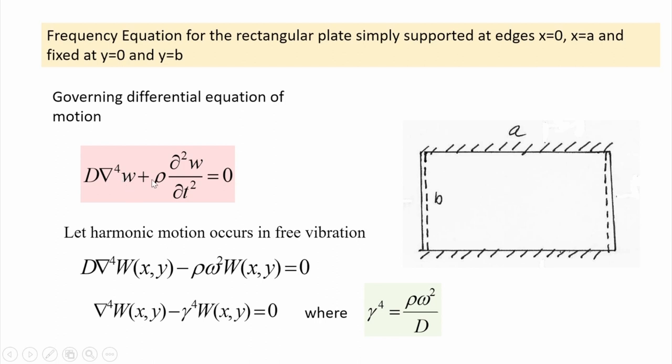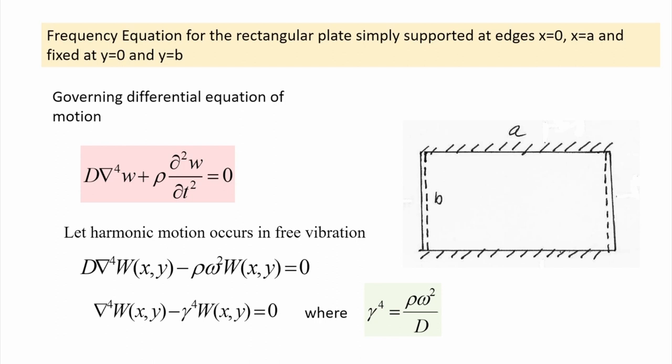D del 4 w plus rho del square w by del t square equal to 0, and let harmonic motion occur in free vibration, that is D del 4 w(x,y) minus rho omega square w(x,y) equal to 0, that is del 4 w(x,y) minus gamma 4 into w equal to 0, where gamma 4 is equal to rho omega square by D. So this is the frequency parameter which we will target to find after solving the boundary value problem, and then we can find out the natural frequency.